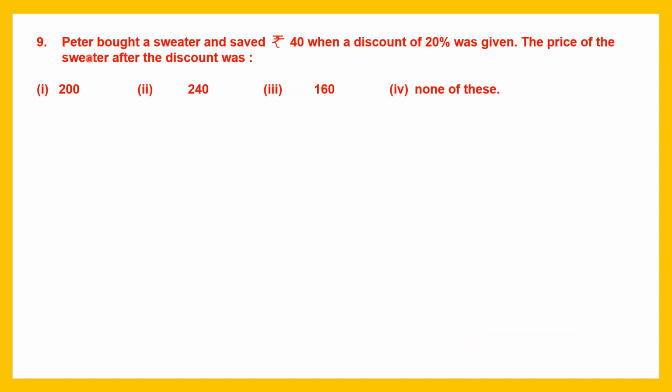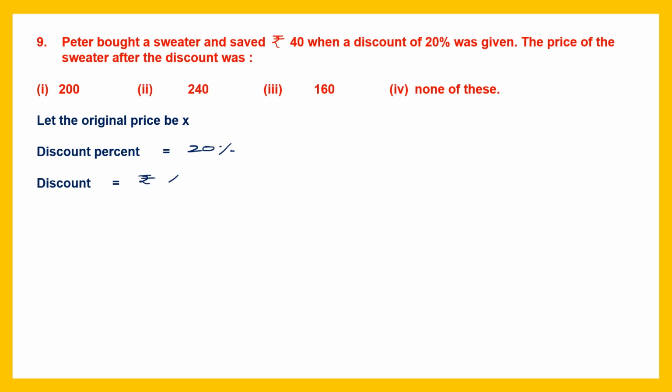Question 9. Peter bought a sweater and saved 40 rupees when a discount of 20% was given. The price of the sweater after the discount was how much? So let's say, let the original price be x. So he bought a sweater and the original price is x. Then there was a discount. He got a discount of 20%. And we know how much money he saved because of the discount. He saved 40 rupees. So the discount is 40 rupees.